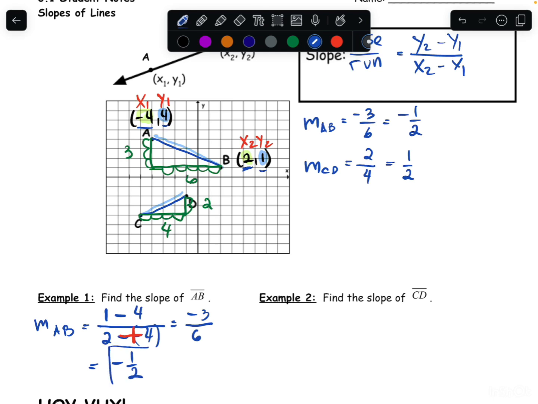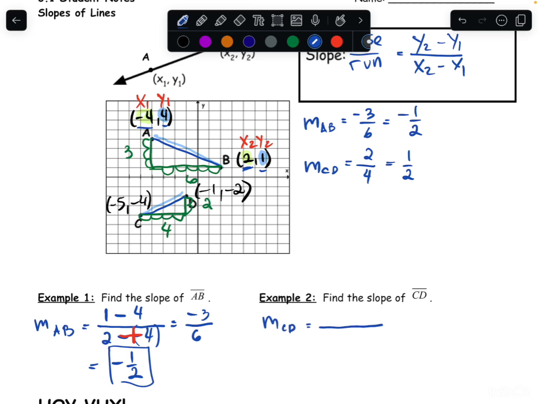Now let's go over to CD. If I look at CD, my C has the coordinates negative 5 and negative 4. And my D is negative 1, negative 2. I'm just reading points. So now I'm going to solve for my slope of line CD.